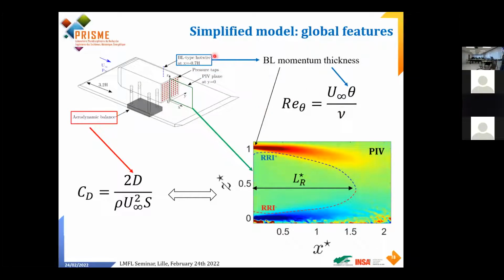This metric will be the boundary layer thickness taken at that position here, because it is important to be sure that the boundary layer is the same in the experiments and in the simulation, because it's the initial condition of my separated region. So if I'm making a mistake about the initial conditions, for sure the rest of the flow will be different.